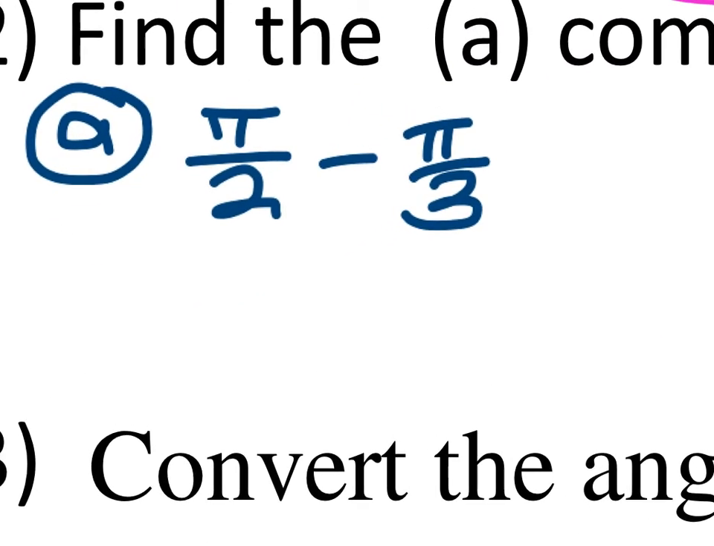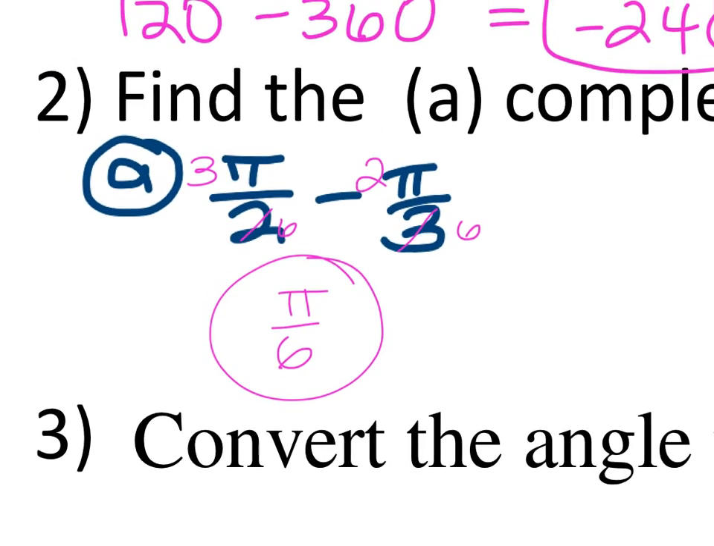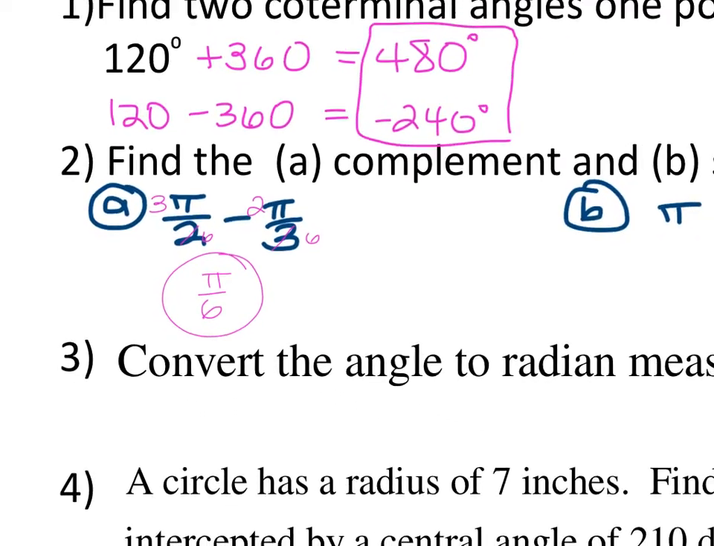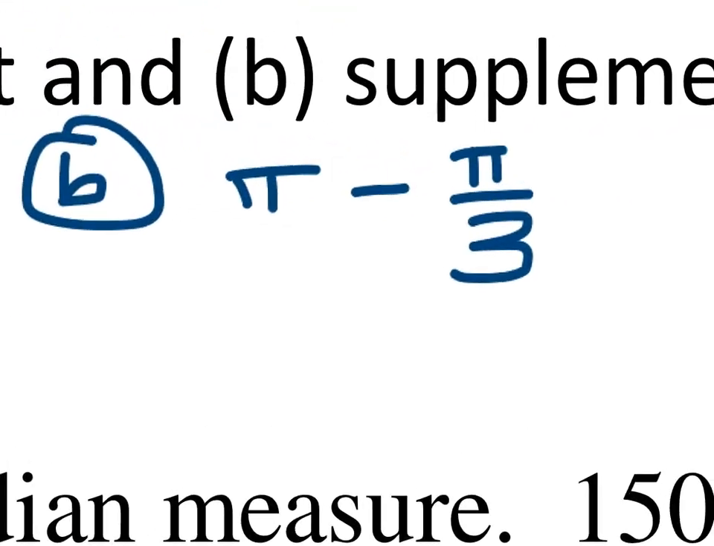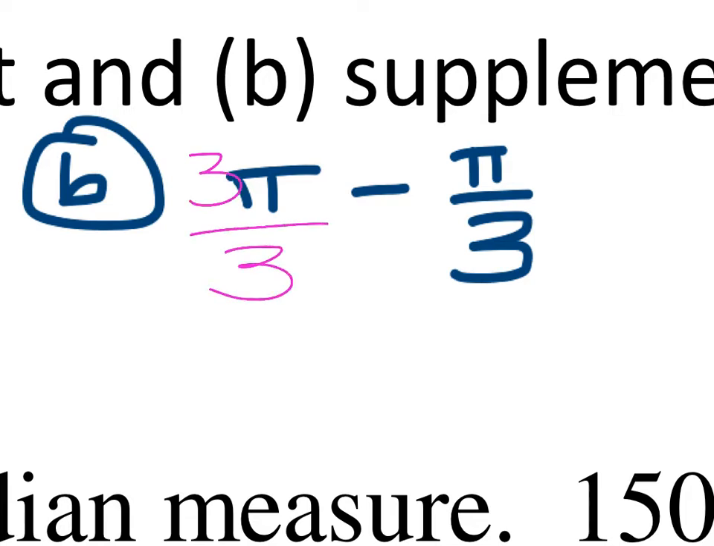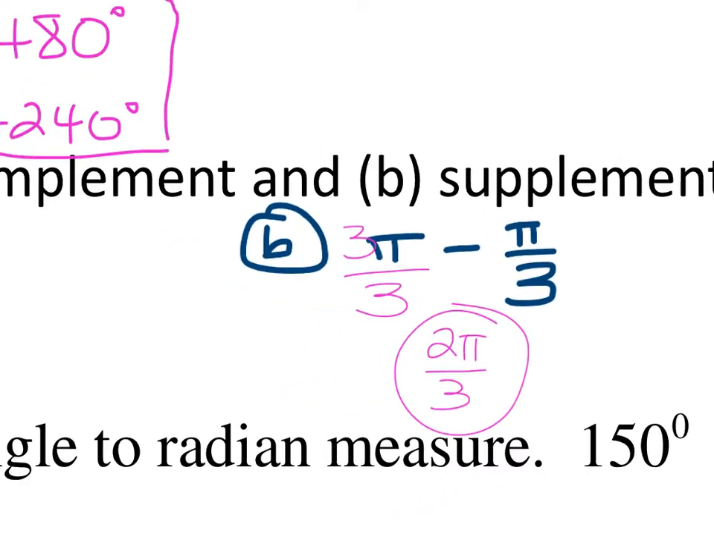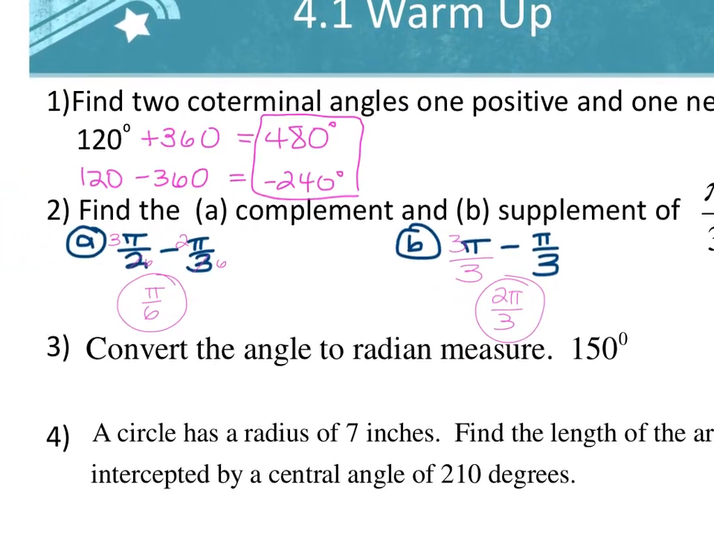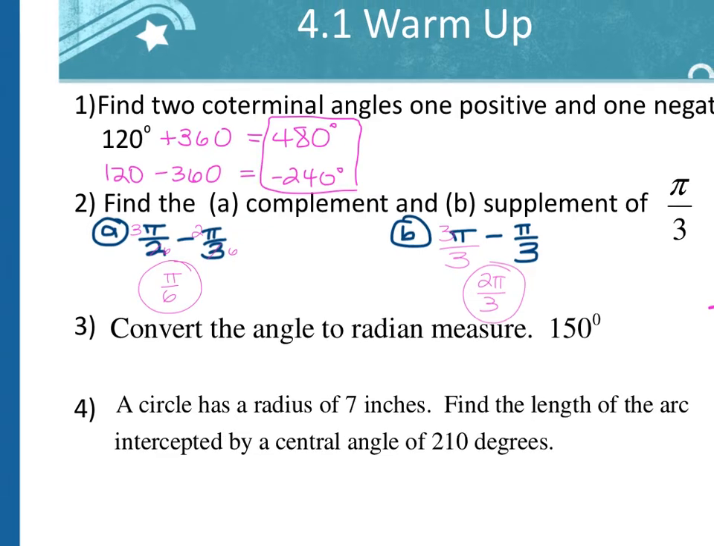So from here, I want to change these so they have the like denominator, which is 6. This would be 3 pi over 6. This would be 2 pi over 6. And 3 pi over 6 minus 2 pi over 6 is what? Pi over 6. That's your complement. And then pi minus pi over 3 becomes 3 pi over 3 minus pi over 3, or 2 pi over 3. That's your supplement. Good on those? Questions?